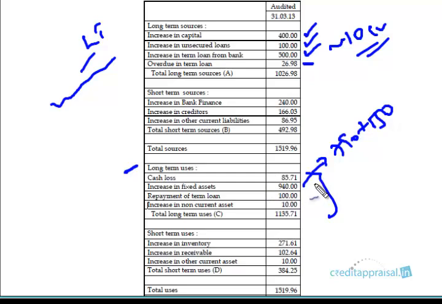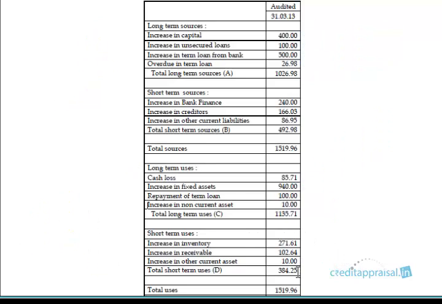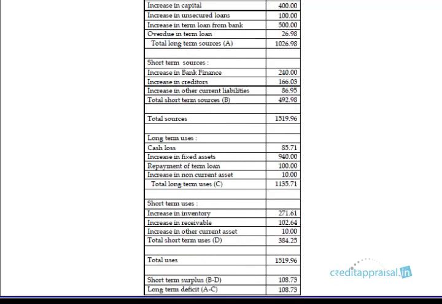But basically the long-term uses were more than the long-term sources. Usually you want a situation where the long-term sources are more, so that difference, that long-term surplus will flow towards increase in NWC. But in this case, what happened was the long-term uses were more. Okay. So while the sources are only 10 crores, the uses was 1135. So there is a long-term deficit. How much is the long-term deficit? 108.73. This is the long-term deficit. So who financed this long-term deficit? Someone has to finance. Okay.